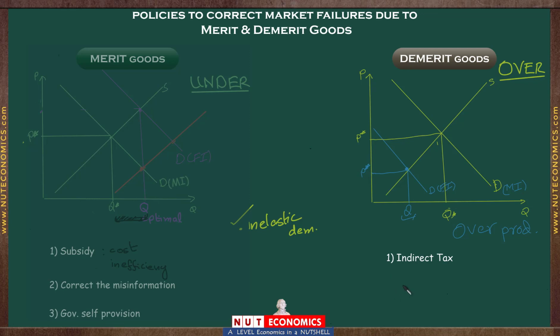But you don't need to go into all of that detail, just remember that indirect tax is one of the policy tools, and the other policy tool to correct this overproduction of a demerit good, again, keep it simple, is to go to the root cause. The root cause is misinformation. The consumers don't fully realize how bad this product is for them. That is why they are over-demanding it and the market is overproducing it.